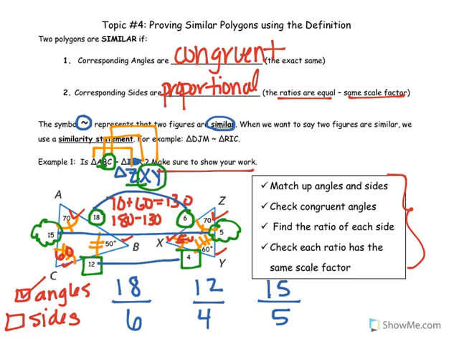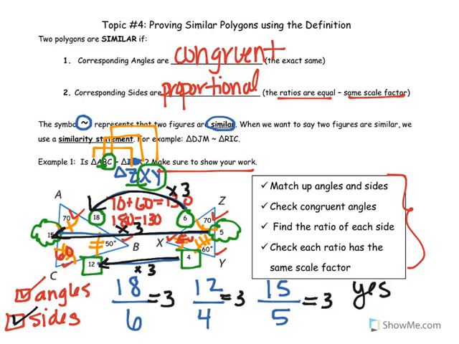If you remember what we did with scale factors and showing that ratios were proportional, what we can see is 18 divided by 6 is 3, 12 divided by 4 is 3, and 15 divided by 5 is 3. Okay? So all 3 of these ratios have the same scale factor. Basically, this smaller triangle is scaled up by 3 each time, which means the sides are proportional. Okay? So we've now checked off the sides. So my answer is yes. And I have the work to show it.